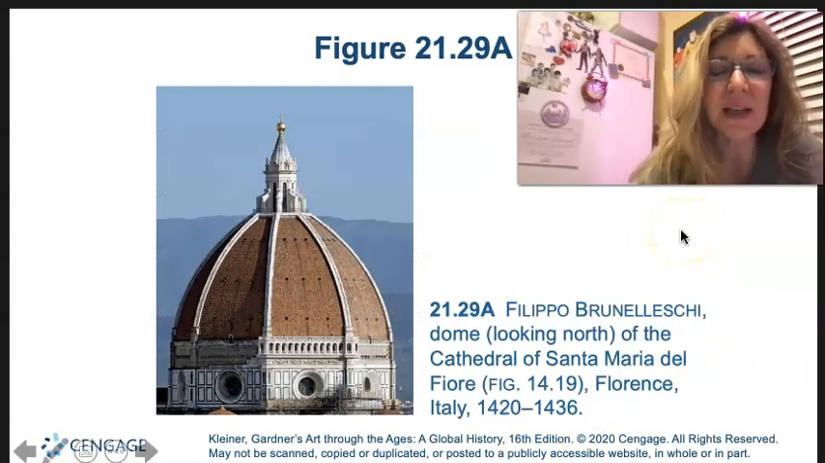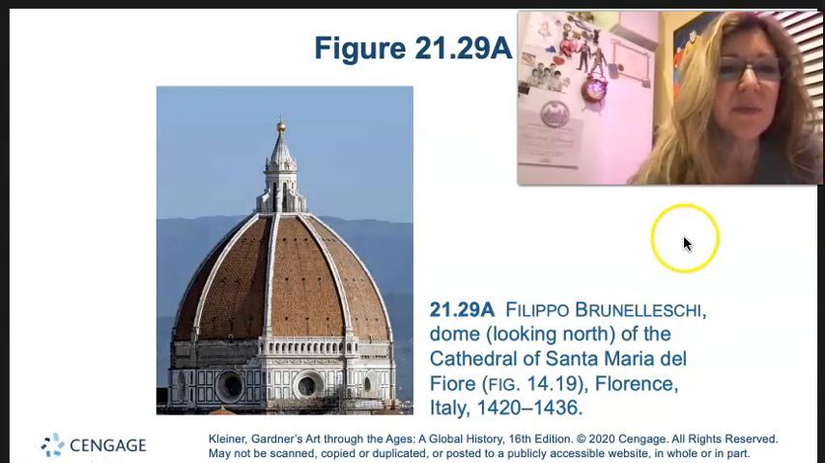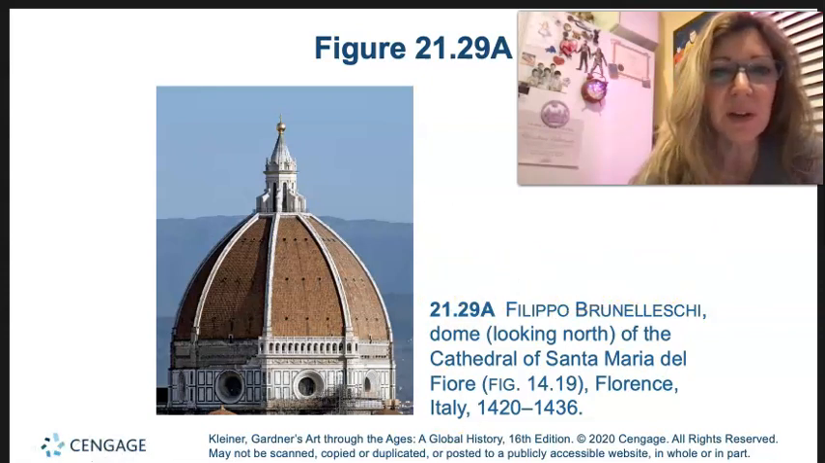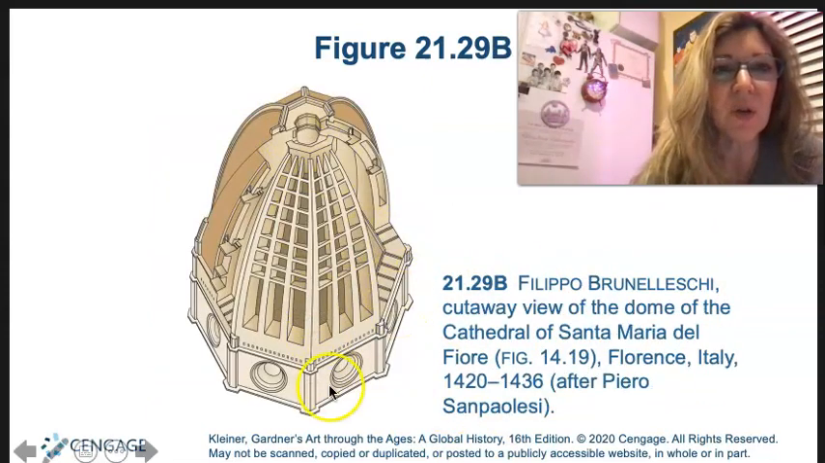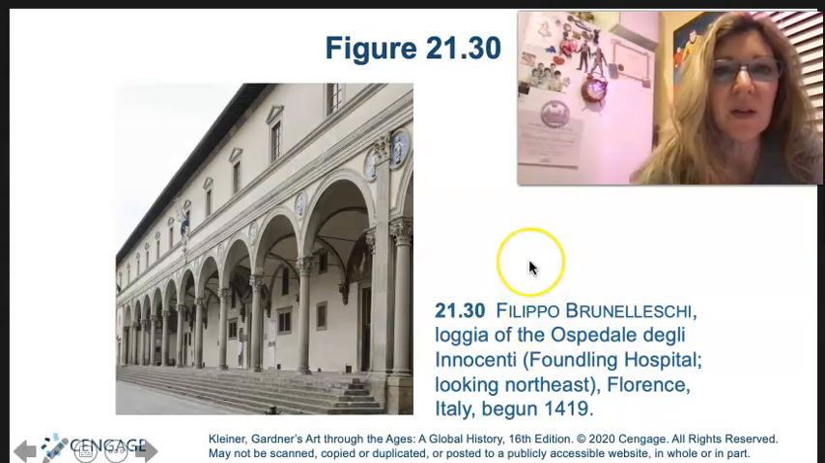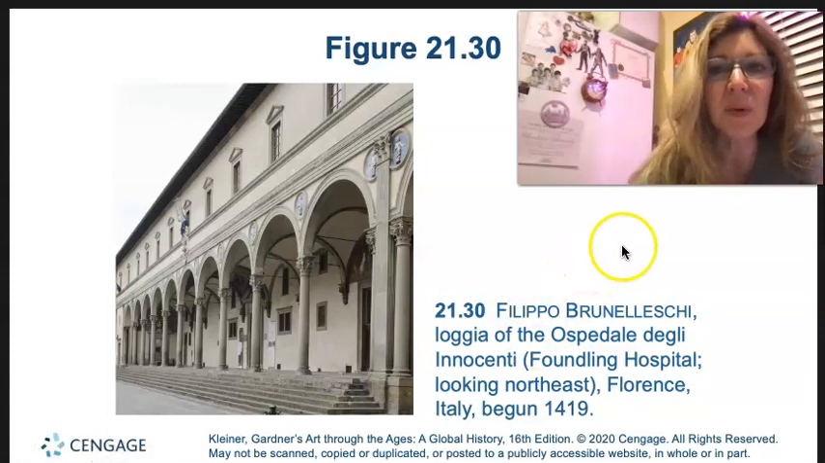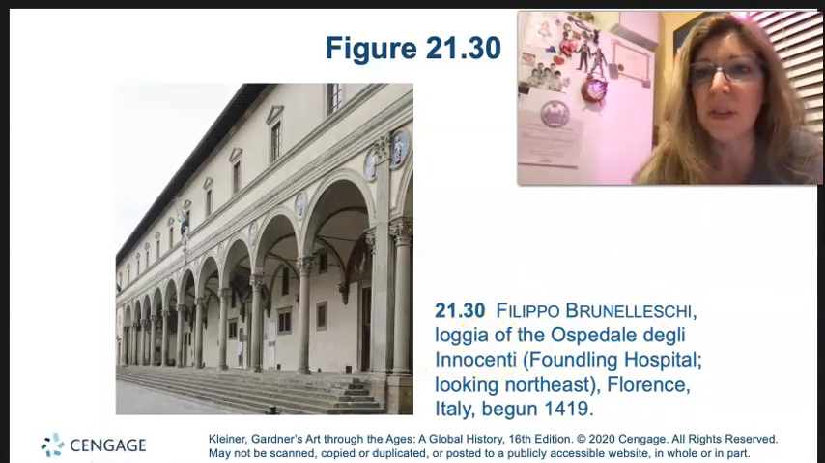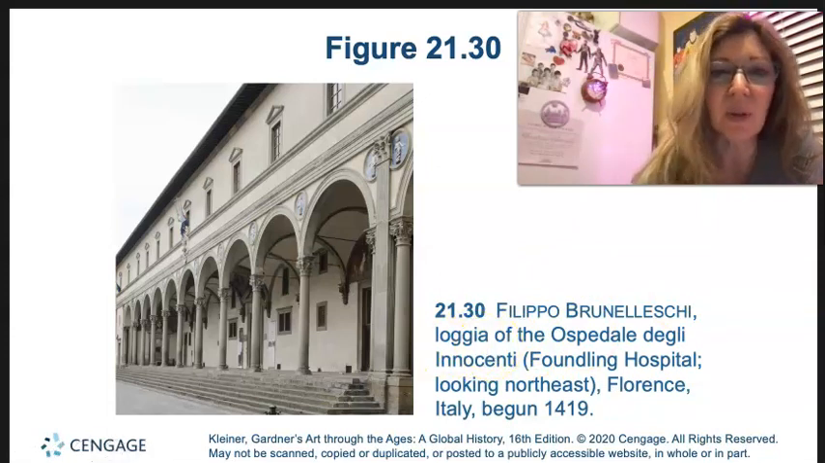Okay, so this is Brunelleschi. He's very famous for this dome. But, you know, we've seen domes before, and I think it's cool that they show what the structure of it looks like in a cutaway view. So, again, Brunelleschi. Okay, Brunelleschi, super famous architect of the Renaissance era. Brunelleschi is the architect of the Loggia of the Ospedale degli Innocenti in Florence. So, this place.